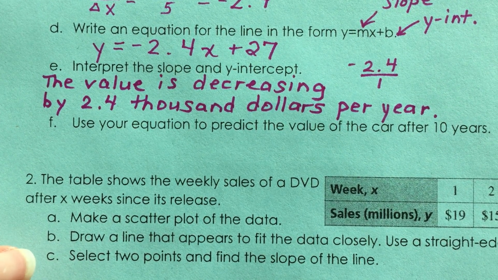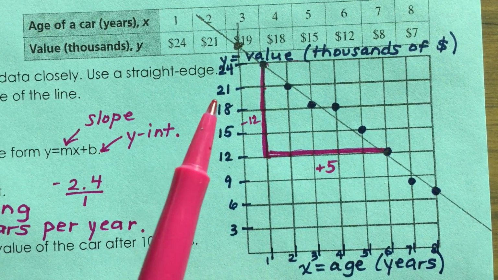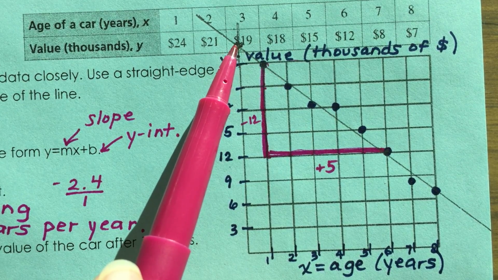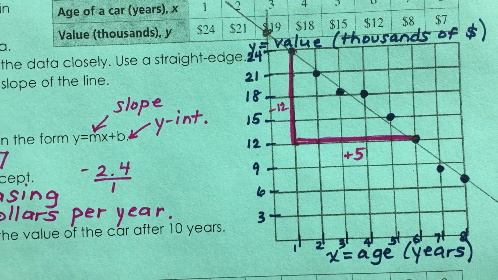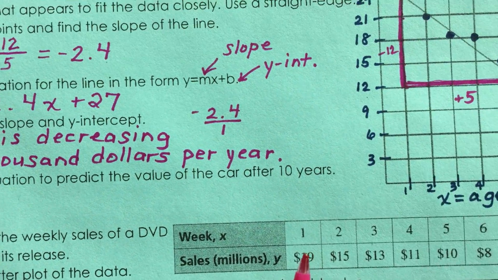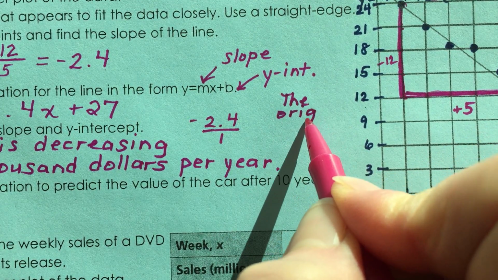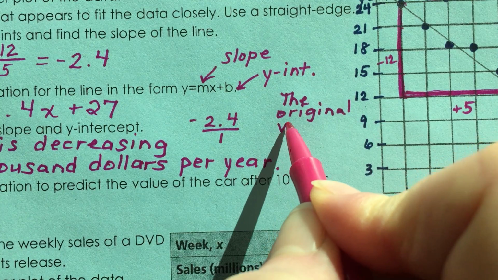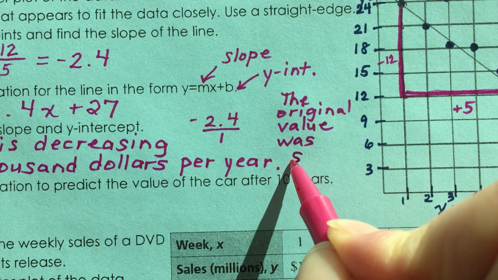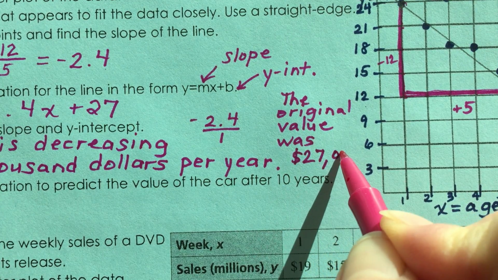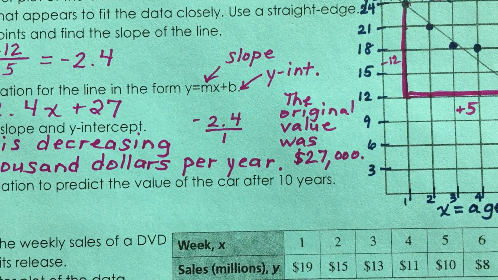That was the slope. Now let's interpret the y-intercept. What does it mean if it started up here at $27,000? That's where time is 0. That would be the original cost of the car. Or the original value. And that makes sense, $27,000.